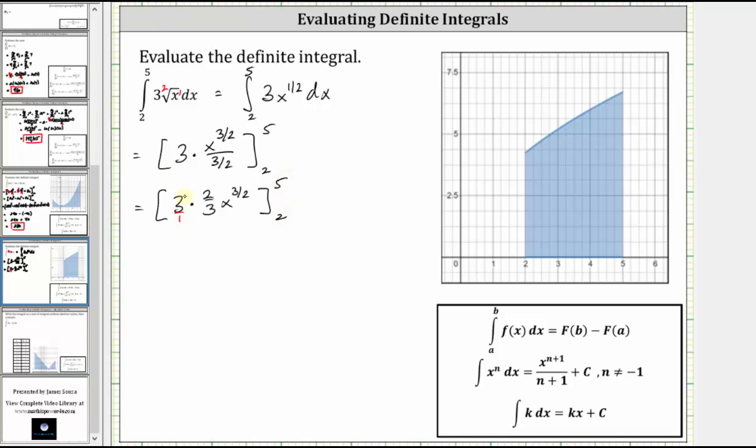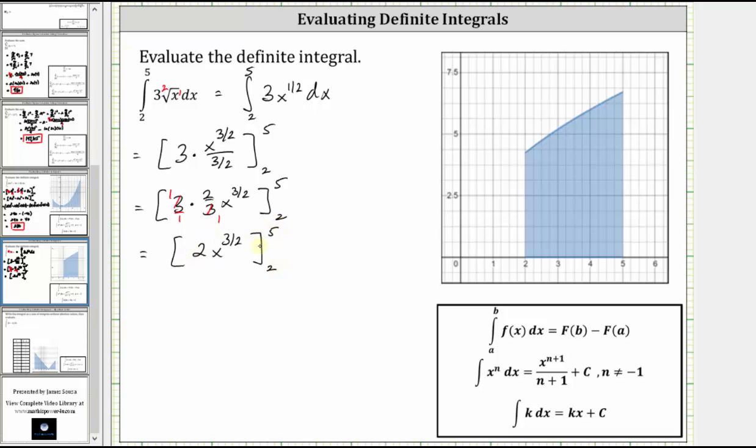Notice how we can simplify here. There's 1, 3, and 3 here and here, where 3 divided by 3 simplifies to 1. The antiderivative simplifies to 2x to the power of 3/2. Now if we wanted to, we could factor out the 2.